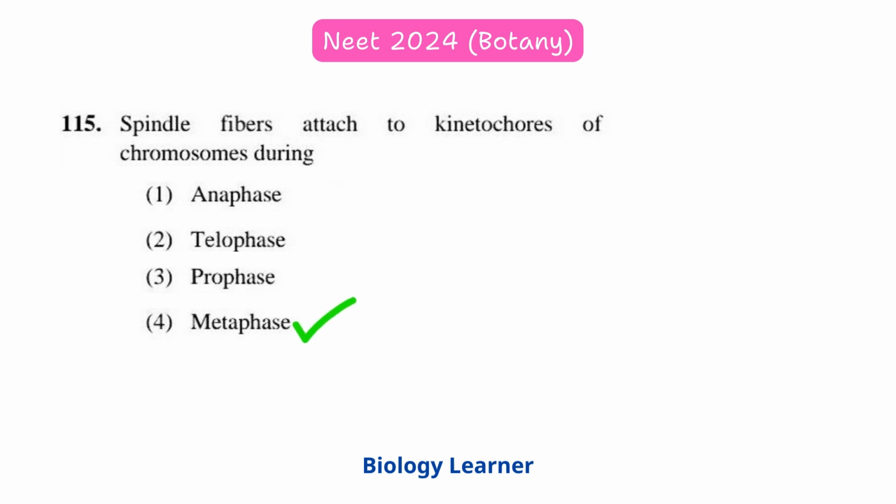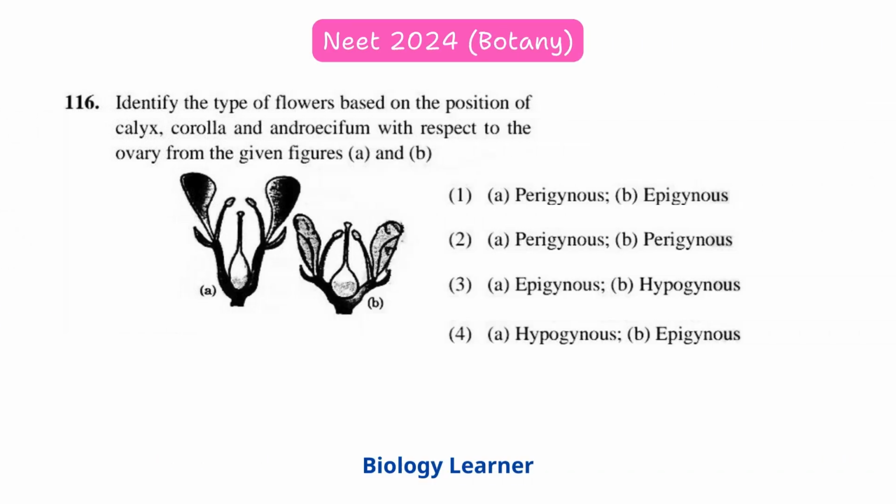Spindle fibers attached to kinetochores of chromosomes during metaphase. Identify the type of flowers based on the position of calyx, corolla and androecium with respect to the ovary from the given figures A and B. A and B both perigynous.